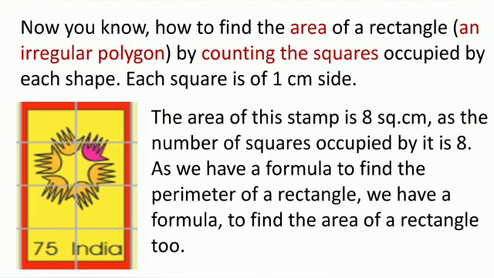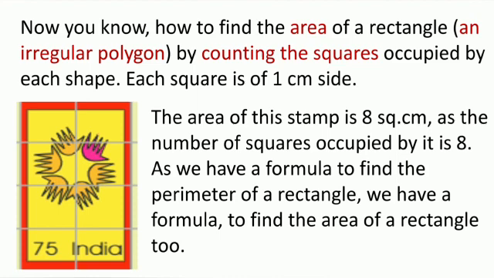You know how to find the area of a rectangle, that is by counting the squares occupied by each shape. Let us now calculate the area of the stamp shown here. Each square is of 1 centimeter side. The area of this stamp is 8 square centimeter, as the number of squares occupied by this stamp is 8.